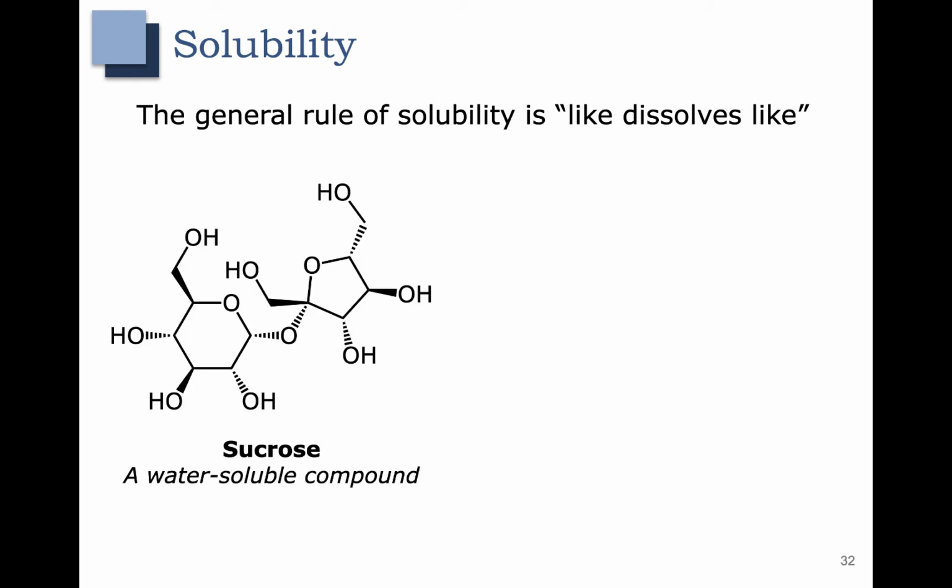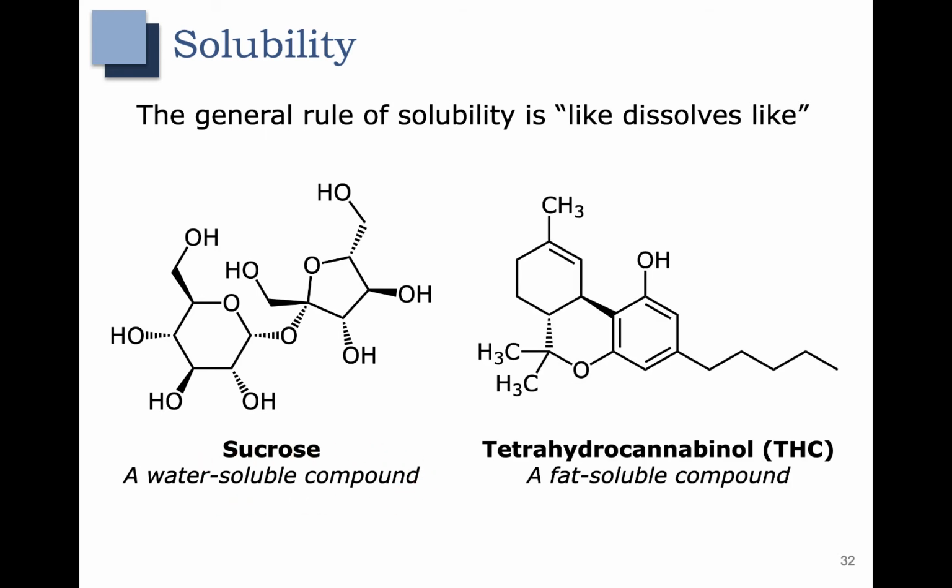For example, sucrose has lots of OH groups on it. These OH groups can hydrogen bond and thus make sucrose water soluble. THC, which is a chemical found in marijuana, has one OH group only. Even though it has one OH group, most of the rest of this molecule is carbons and hydrogens. So in this case, induced dipole interactions are more significant for THC, and thus that makes it very fat soluble, as fats also have a lot of induced dipole interactions.